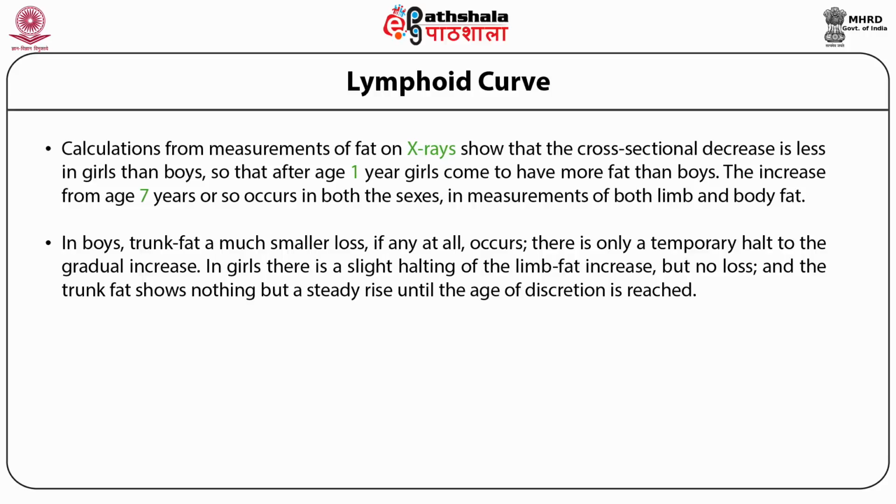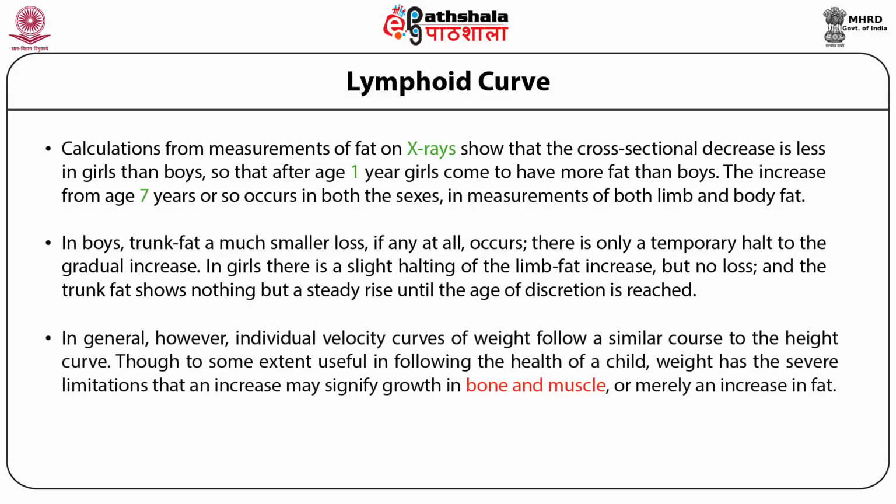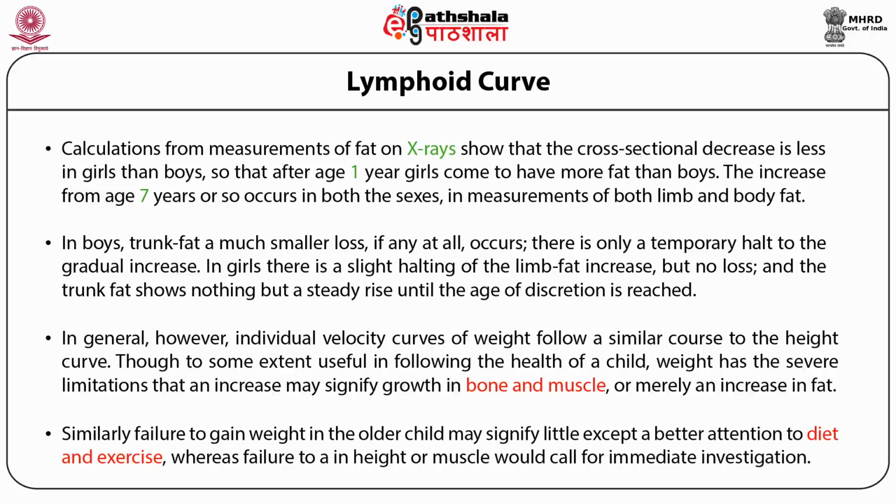Because body weight represents a mixture of these various tissues, its curve of growth is often less informative than those of the component parts. In general, however, individuals' velocity curves of weight follow a similar course to the height curve, though to some extent useful in following the height of a child. Weight has a severe limitation: an increase may signify growth in bone and muscle or merely an increase in fat. Similarly, failure to gain weight in an older child may signify little except better attention to diet and exercise, whereas failure to gain in height or muscle would call for immediate investigation.